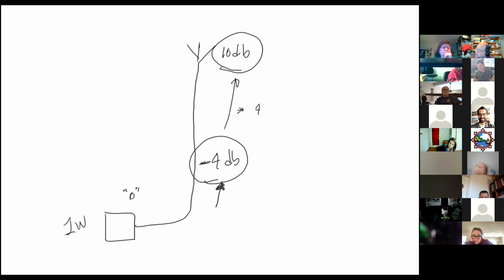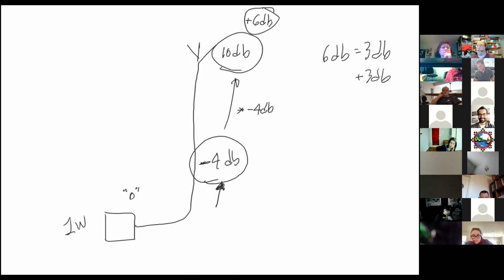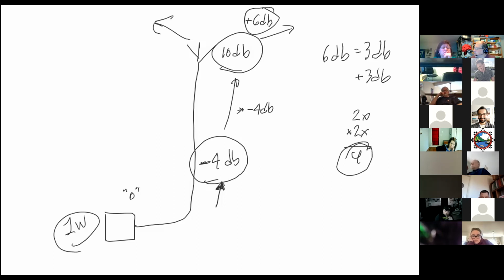I have -4 dB. And how about when I get up to the top? +6. Okay. So what does 6 dB translate to? 3 dB plus 3 dB. And every time I do a 3, that is multiply by 2. That gives me 4. So if I have a 1 watt transmitter, my effective power going out would be 4 watts.